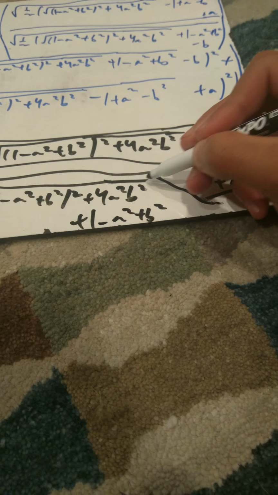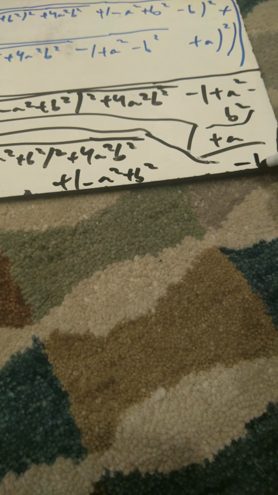And then, let's see. Yeah, so that's still in that. Or actually, hold on. This should be like this. And then, outside of the radical over here, we have minus b. And then, so we can get rid of this.